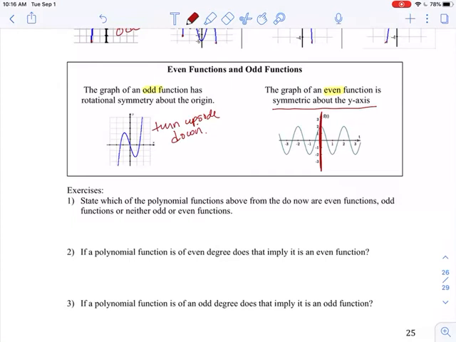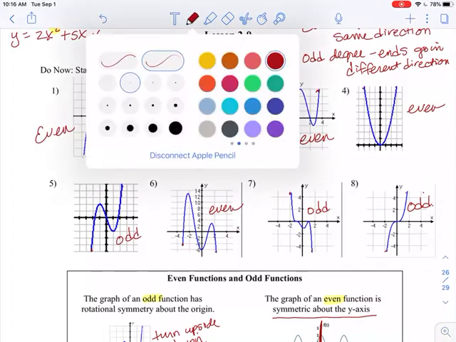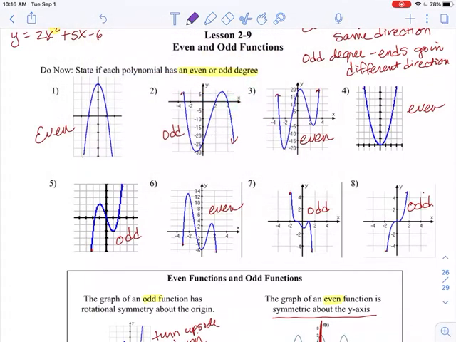Now let's look at the ones that we had up above and say which of these are even functions and which of these are odd functions. Not the degree, we already did that. Let's look at all the ones that are even. They're even if they're symmetric about the y-axis. Let's look here. Let me get a different color. This is not the degree. This is whether the function itself is even or odd.